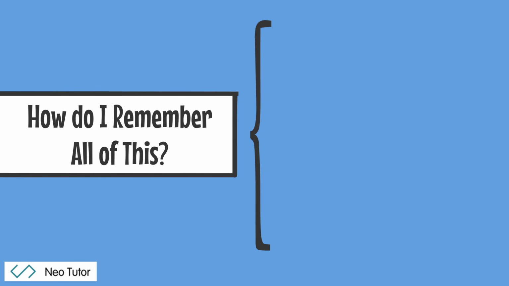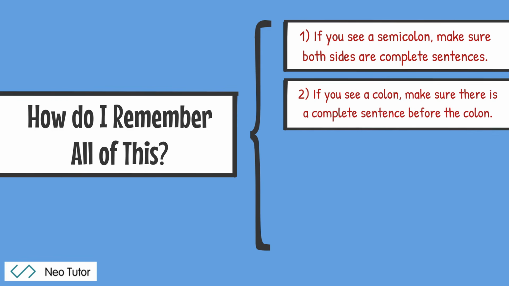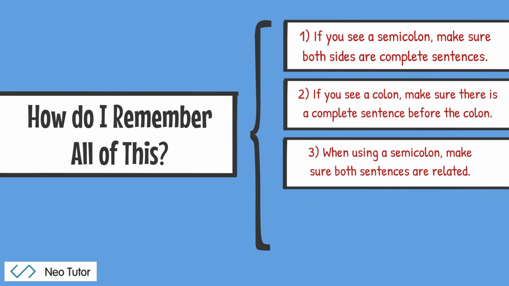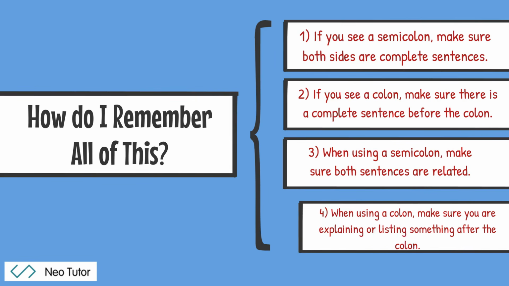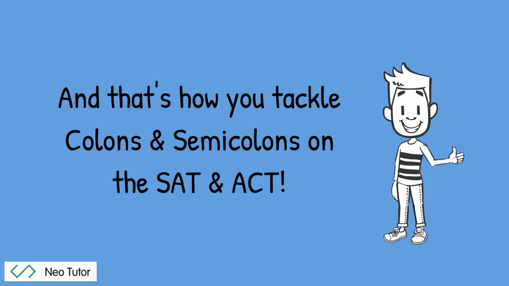Here's how you can remember all this. If you see a semicolon, make sure that both sides are complete sentences. If you see a colon, make sure there is a complete sentence before the colon. When using a semicolon, make sure that both sentences are related. When using a colon, just make sure that you're explaining or listing something after the colon. And that's how you tackle colons and semicolons on the SAT and ACT.